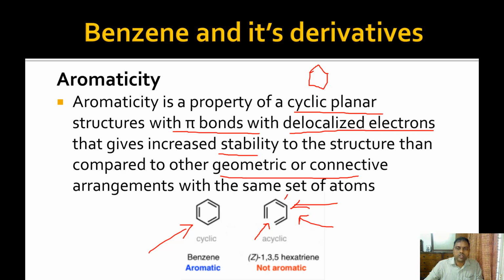And it should have conjugated double bonds. Conjugated in the sense, suppose carbon goes like this, it should have sigma and pi bonds alternating with single sigma bonds. Double bond, this single bond, again double bond. These structures are called conjugated, and that type of nature will be there in the aromatic compounds.